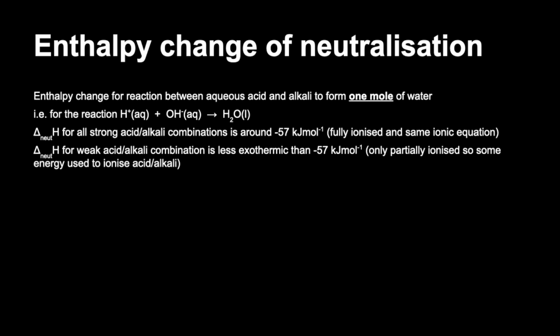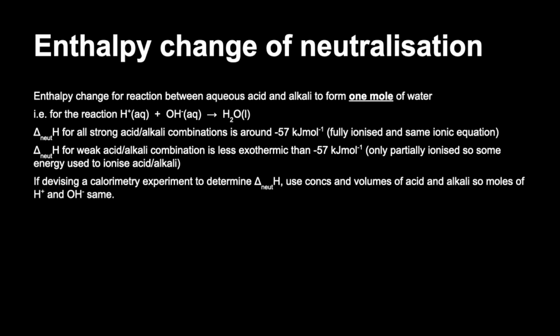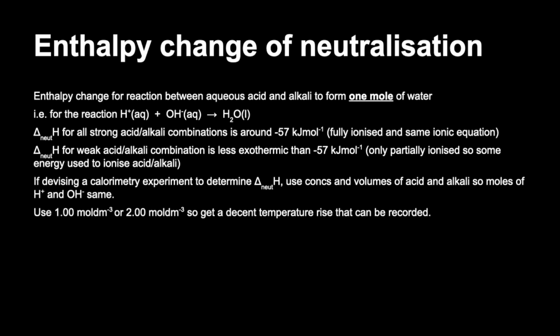For weak acid-alkali combinations, the enthalpy change of neutralization is less exothermic than minus 57 kilojoules per mole because these are only partially ionized, so some of the energy is being used to ionize the acid or alkali. If you're devising a calorimetry experiment to determine the enthalpy change of neutralization, it's best to go for concentrations and volumes of the acid and alkali so the moles of the ions are the same. In terms of concentration, it's best to use either 1 or 2 moles per decimeter cubed, nothing lower, nothing higher, so you get a decent temperature rise that can be recorded.